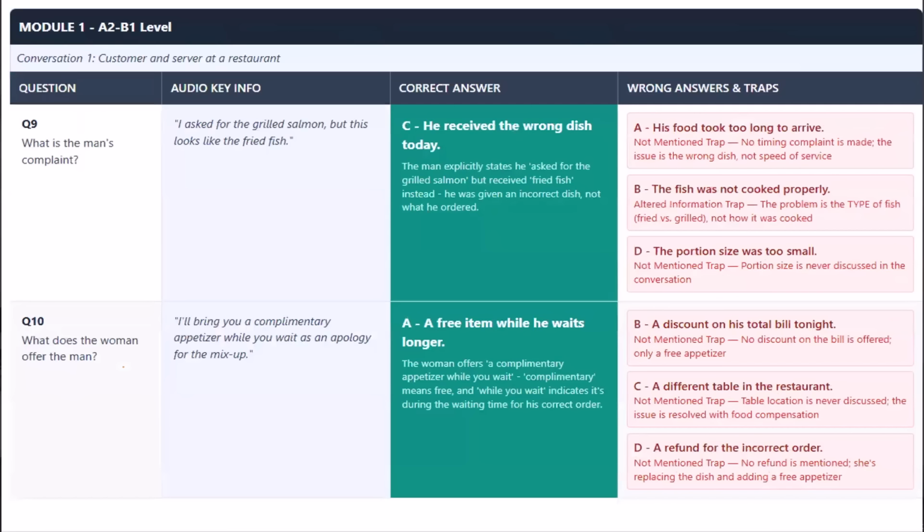Number 9 was C. It said, I asked for grilled salmon, but this looks like the fried fish. He received the wrong dish today. Answer is C. For number 10, the audio said, I'll bring you a complimentary appetizer while you wait as an apology for the mix-up. Correct answer is a free item while he waits longer. You can notice that correct answers are paraphrasing what's in the audio. So you have to be able to recognize paraphrasing and synonyms. Okay, it's an English test. If it were just hearing the same words, where's the test?